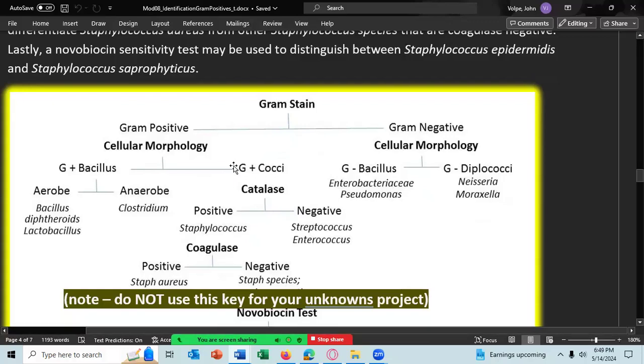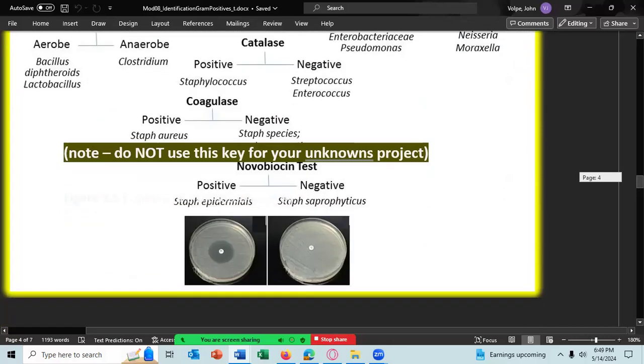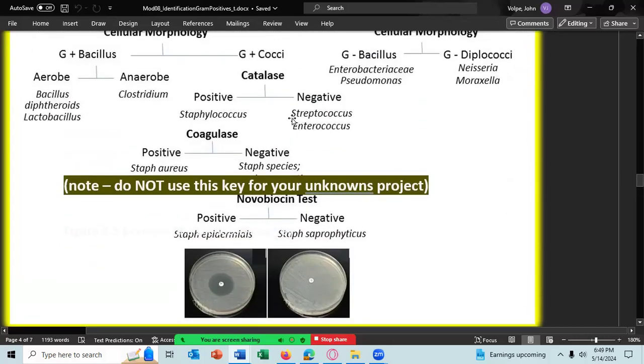If it's gram-positive cocci, we can then split the gram-positive cocci by doing the catalase test. If it's catalase positive, it's going to be a Staphylococcus species. If it's catalase negative, it's either gram-positive cocci, the Streptococcus or Enterococcus. So if it's gram-positive catalase positive, we can cross out the negative and then separate the Staphylococcus species by doing the coagulase test.